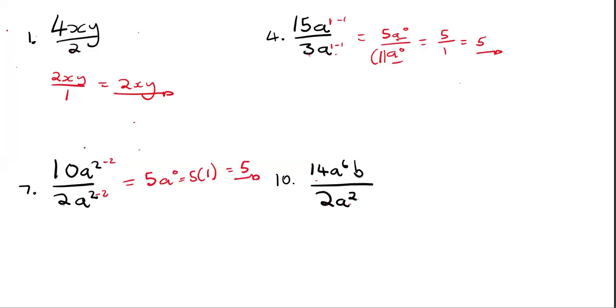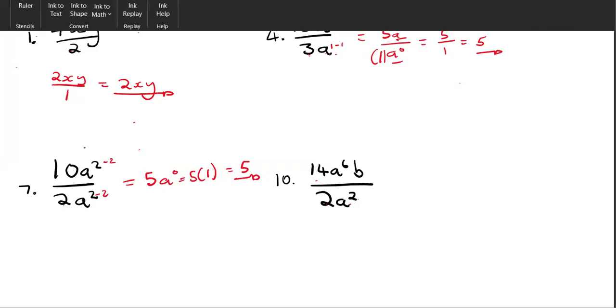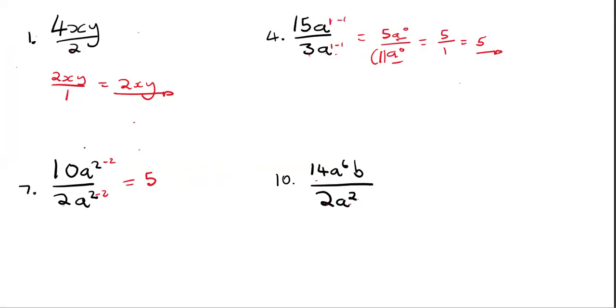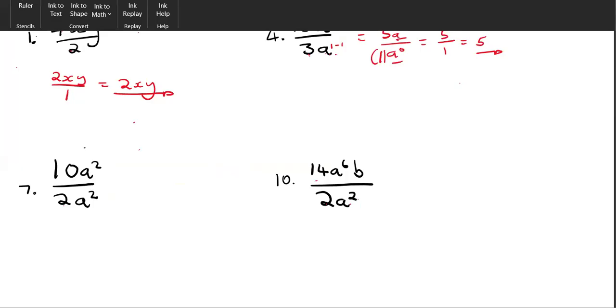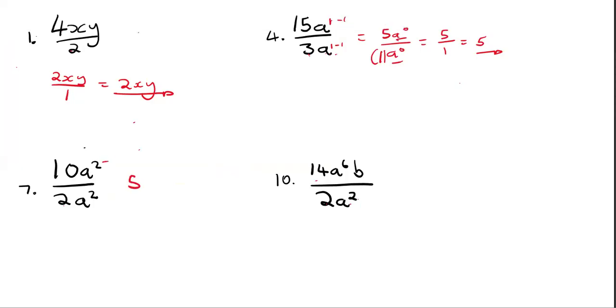Good, good. So from here, you can just go straight to the answer. You can just say, okay, I can see that 10 divided by 2 is 5. A squared, we're just going to subtract 2's here. So nothing's going to remain. It's just going to be 5. So your answer is 5.